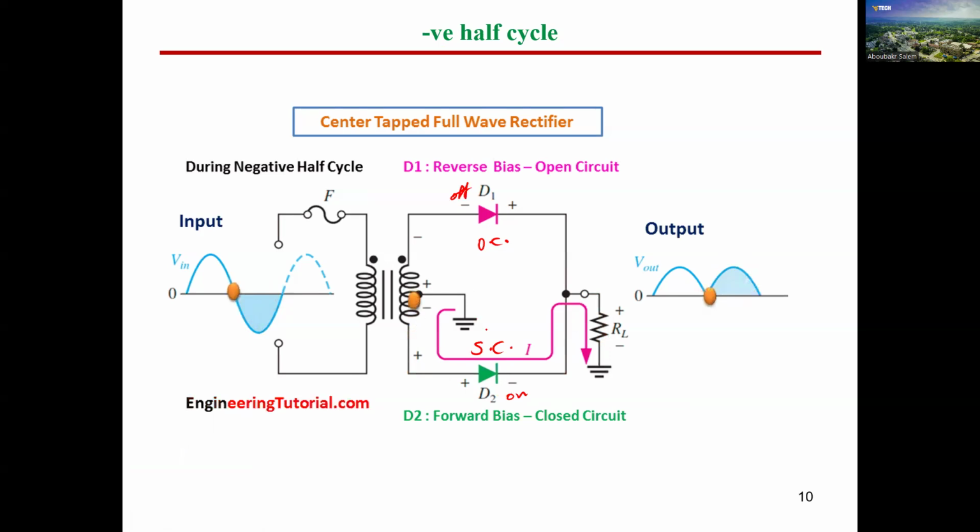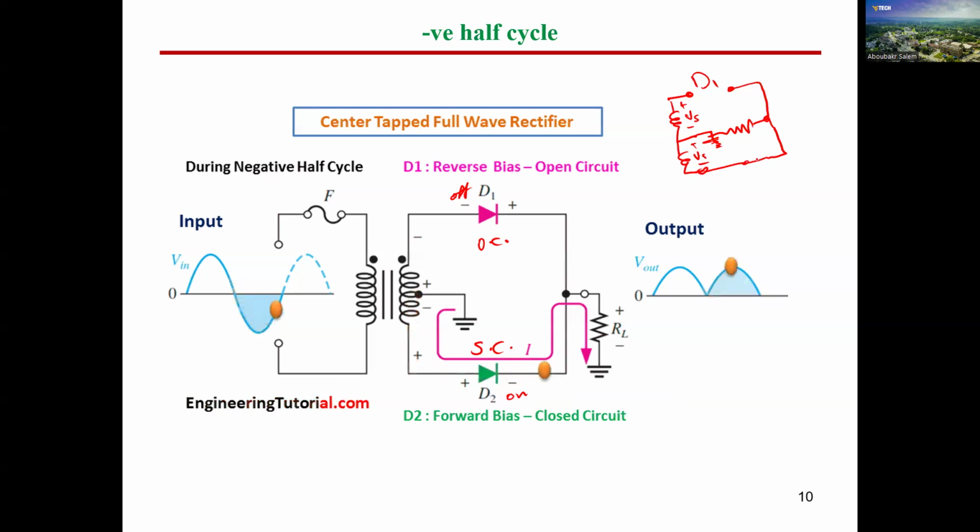If I draw this circuit outside, the transformer secondary is here. This is the first part of the coil, and this is the second part of the coil. The diode is on, so this is short circuit. This is our ground. Here is our load connected to ground, and the same point is connected to the other diode from the other side. So this is now the open circuit of D1. Here we have VS, and this is also VS.